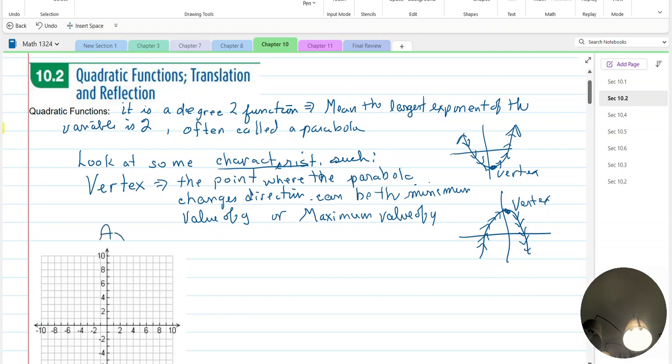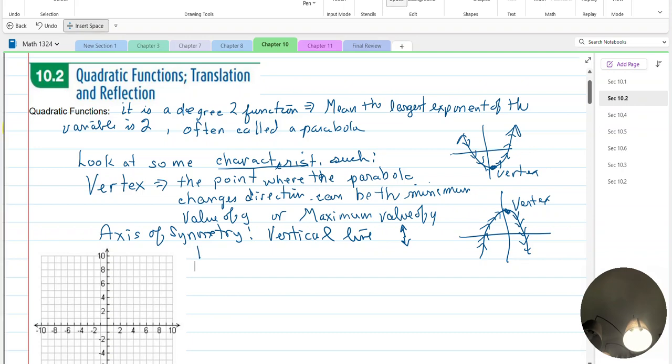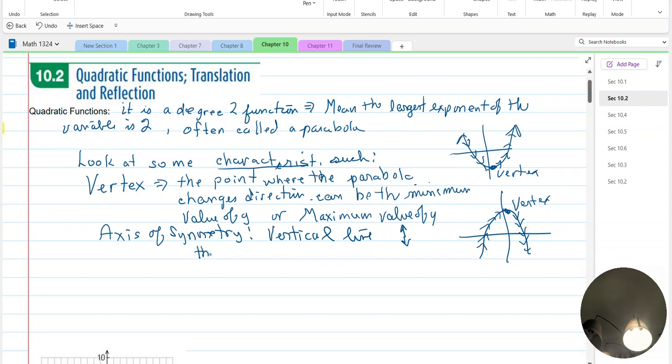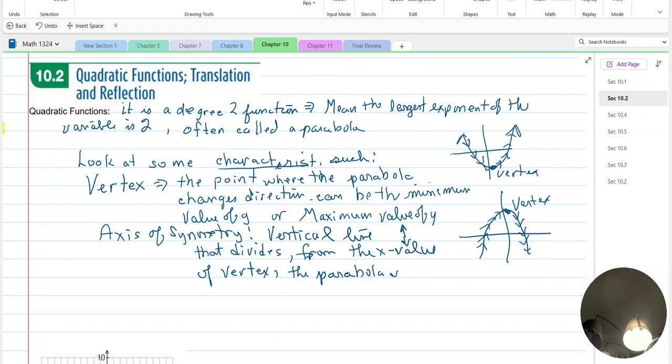Well, it has an axis of symmetry. This is a vertical line, that means up and down. And I need more room. That divides, from the x value of the vertex, the parabola into two equal parts. It's a very important thing, isn't it?